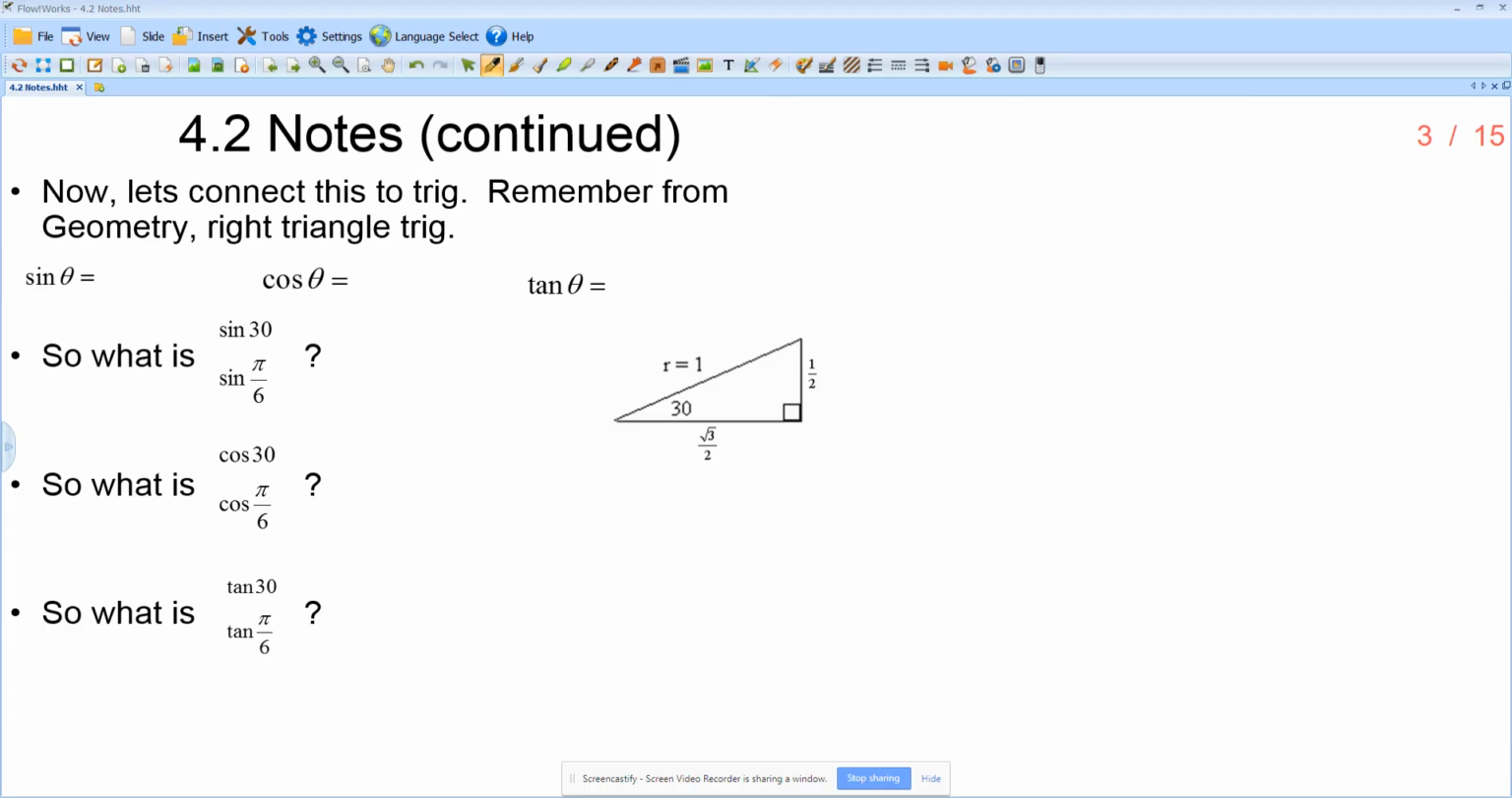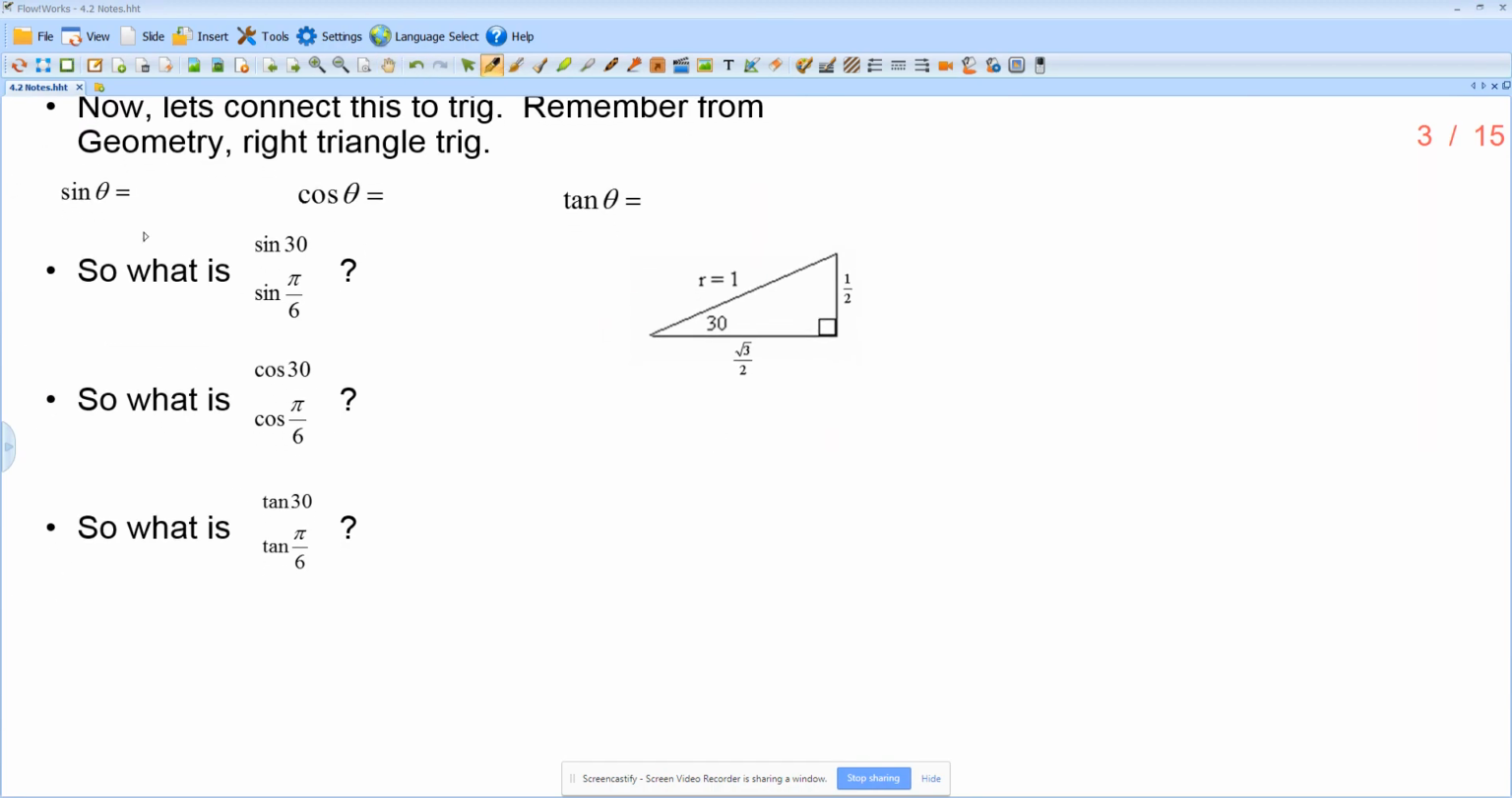But what we're going to do now is connect some trig to this. So I have this 30, 60, 90 right triangle. If we think about sine, cosine, and tangent, when we learned them back in geometry, we said that sine is equal to the opposite over the hypotenuse, cosine is equal to the adjacent over the hypotenuse, and tangent is equal to the opposite over the adjacent.